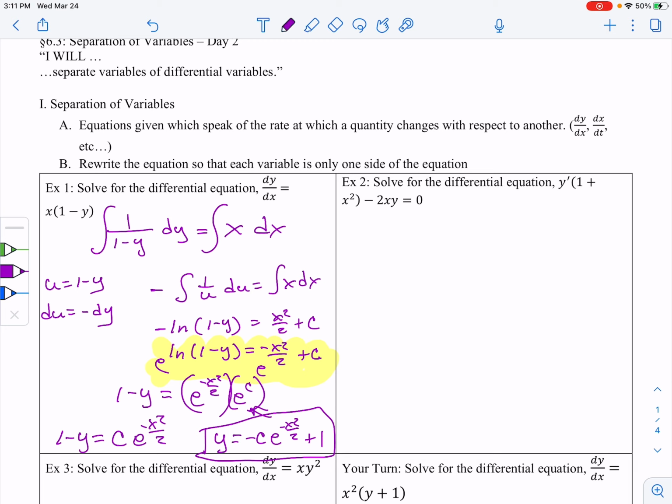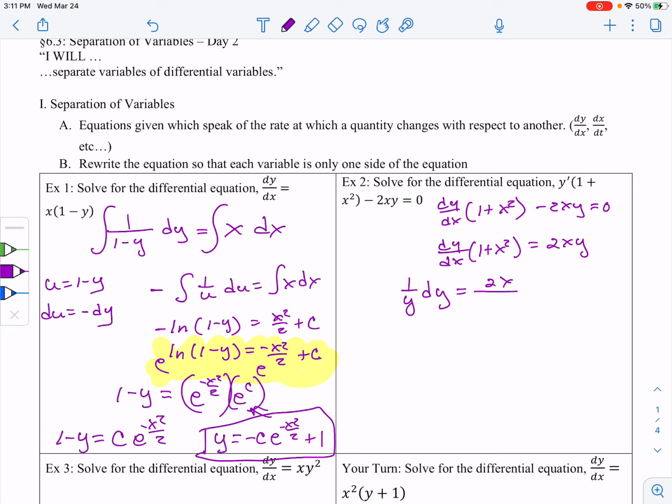So let's do another one. First place, I'm going to rewrite this. dy over dx, 1 plus x squared minus 2xy equals 0. So the first thing I'm going to do is move the 2xy to the other side. So I have dy dx, 1 plus x squared equals 2xy. And now separate. I want the y over here, so it ends up being 1 over y dy. And I'm going to move this over here, so you end up with 2x over 1 plus x squared dx.